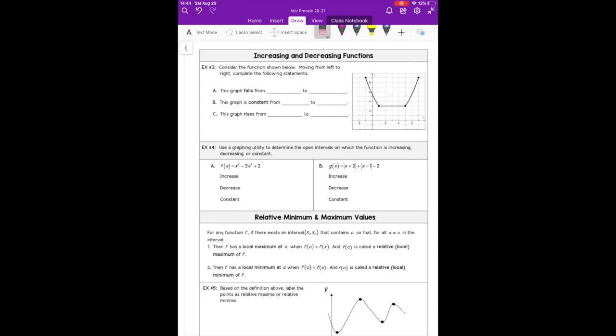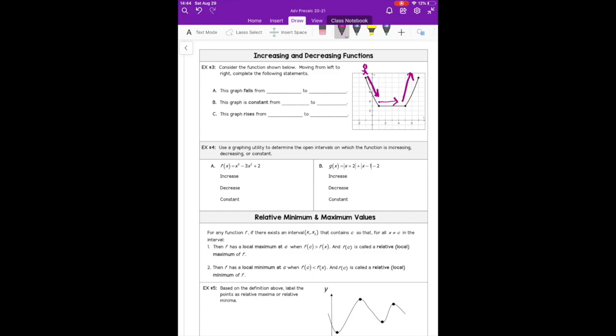All right, welcome back. Talking about increasing and decreasing functions now. So think about a little man walking from left to right, just like you read a book, left to right. If he's going downhill, that's called decreasing. If he's walking uphill, that's increasing. And if he is staying flat, then that is constant.